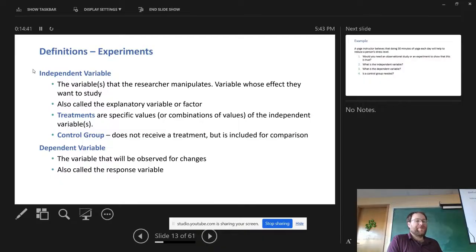Treatments involve the independent variable. You might have a control group that doesn't receive the treatment, but is included for comparison. It will highlight the differences that take place between normal conditions and the group who received the treatment. Dependent variable is observed for changes, and it's called the response variable as a result.